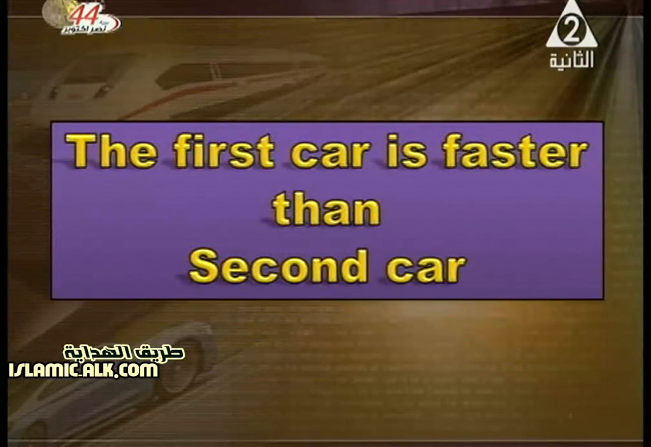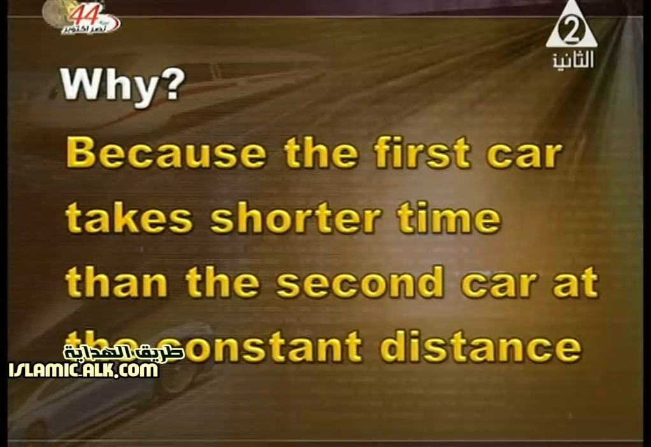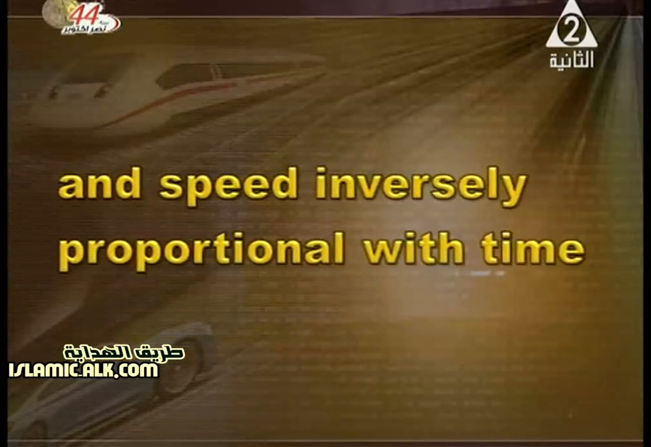But you must say the reasons. What is the reason for that? The reason is because the first car takes shorter time than the second car at constant distance. Good. The main factor is constant, the other is changed. So complete your answer: speed is inversely proportional with the time. Take care. This relation is important to compare between the different speeds of the cars.